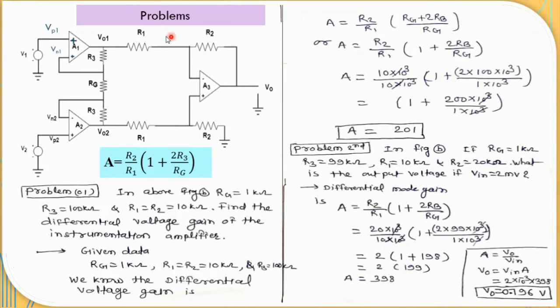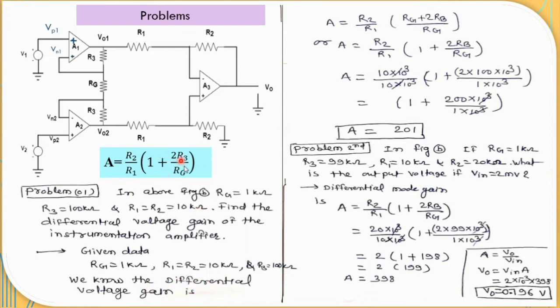Now we are going to discuss problems based on this instrumentation amplifier. This formula, we have seen, is the differential mode gain, R2 divided by R1, times 1 plus 2R3 divided by RG. In the first problem, in the above figure, RG is equal to 1 kilo ohm, R3 is equal to 100 kilo ohm, and R1 and R2 are equal to 10 kilo ohm. Find the differential voltage gain of the instrumentation amplifier. We want to identify the differential voltage gain.